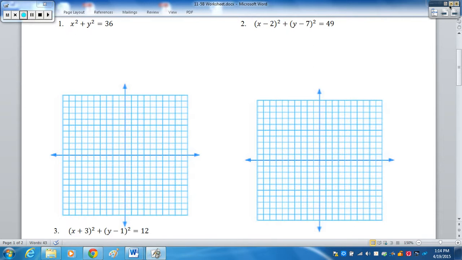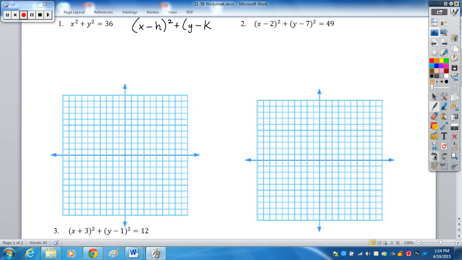With this very first one, we have x squared plus y squared is equal to 36. Now, I just want to quickly review the formula for a circle, which is (x minus h) squared plus (y minus k) squared is equal to the radius squared. Now, if I look at the equation I'm given in number one and compare it to the formula I just wrote out, there are some things that are missing. So let's go ahead and fill in the things that are missing.